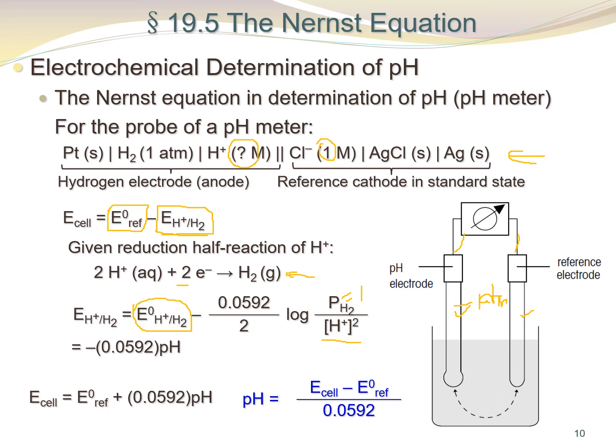We got a negative and a minus sign in between. So E cell equals E0 of reference plus this term with pH. Then we can figure out the pH by using this equation. So all we have to do is input this equation as some kind of computer language into that instrument. Once it measures the difference of these potentials, it can automatically convert that into the pH and show it up. So we know what the pH of the solution is.